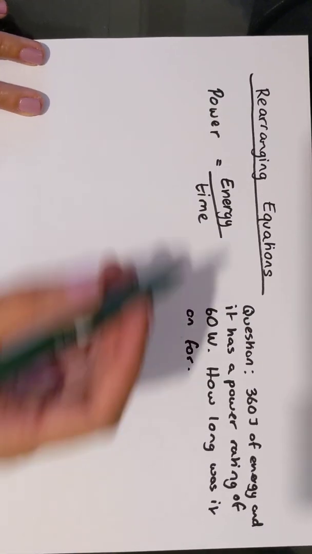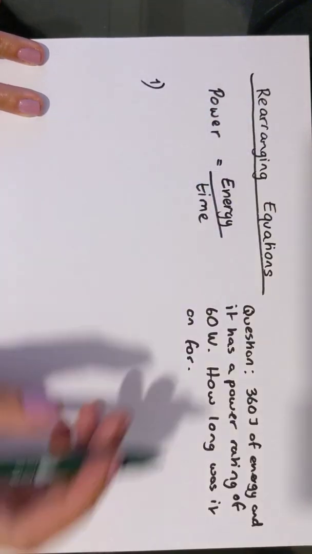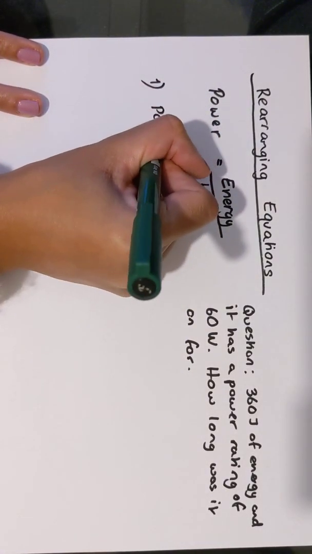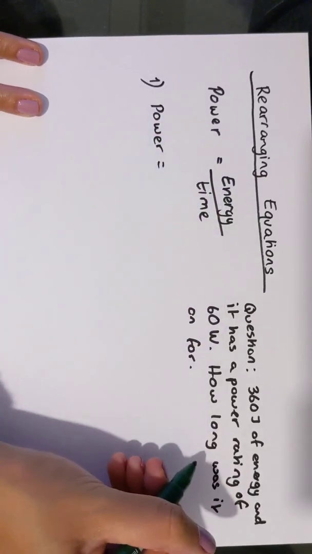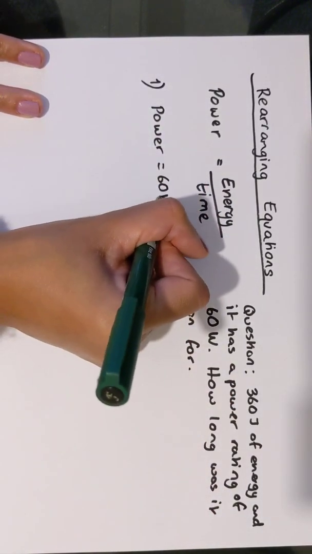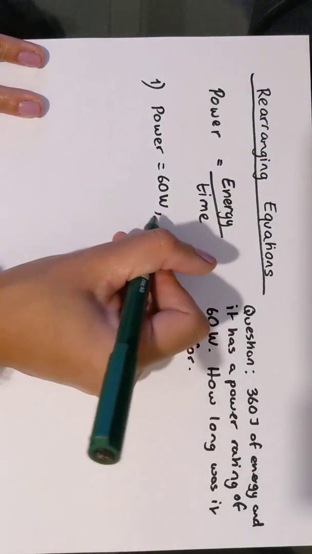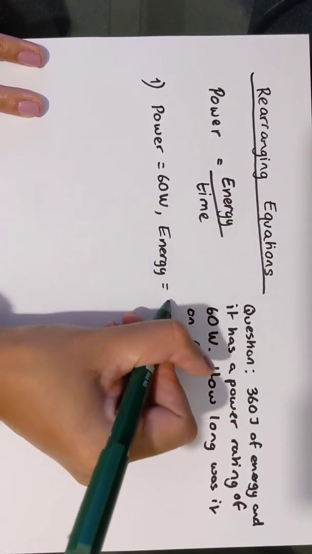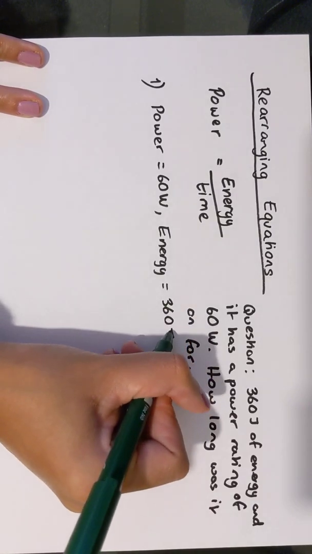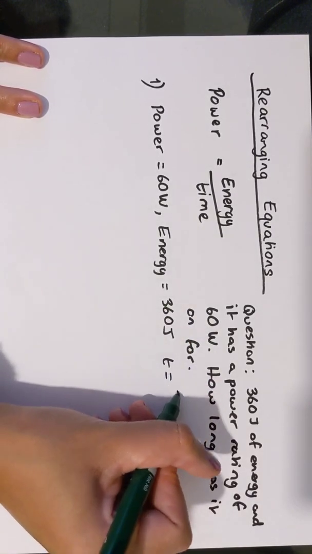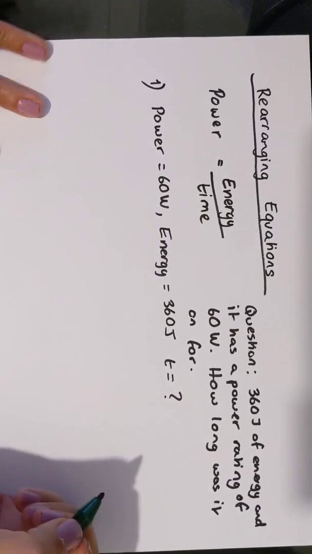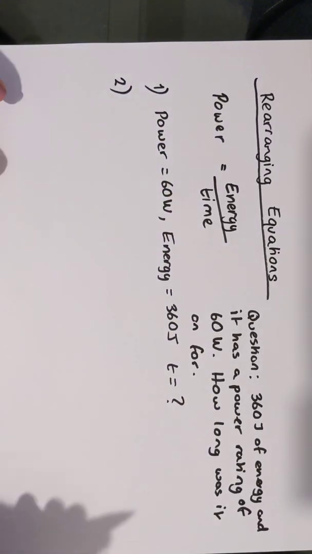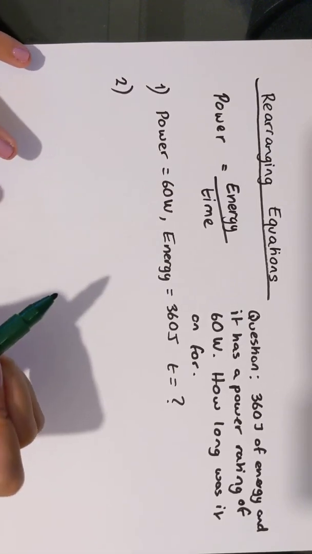So step 1 then is to write what we have. Okay, so we've got power equals 60 watts. We've got energy equals 360 joules, and we don't know what time equals. Step 2 is to substitute what we know into the equation.